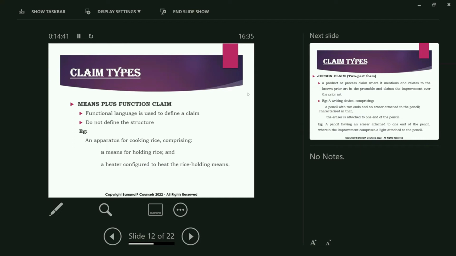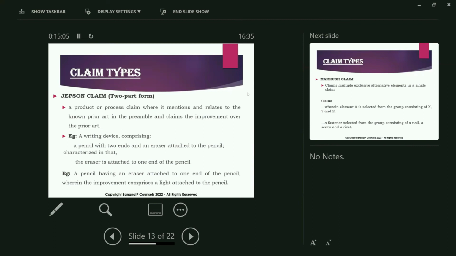We are keeping it very broad, telling that it's a means for holding rice. So it can be a bowl or anything, but we are not saying what that element is. What that means is will be described in the specification. So we'll just refer to it as means followed by a particular function. That type of claim is called a means plus function claim.